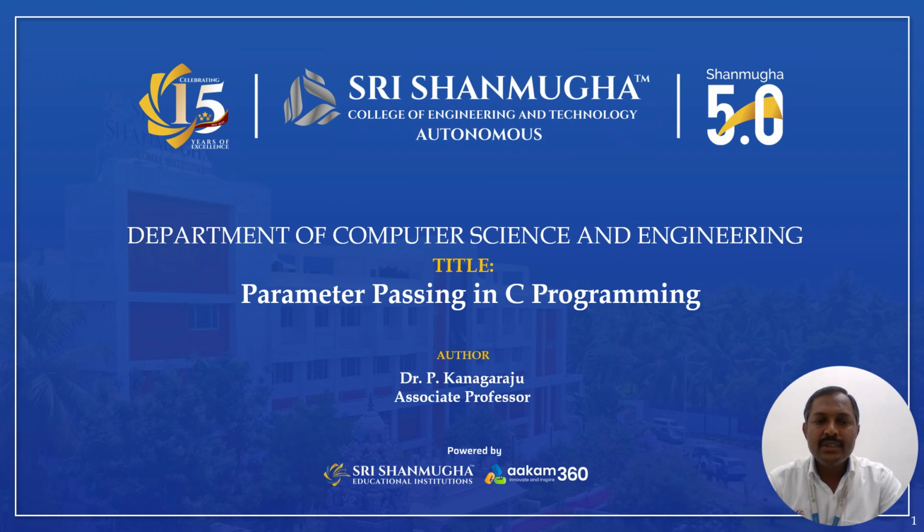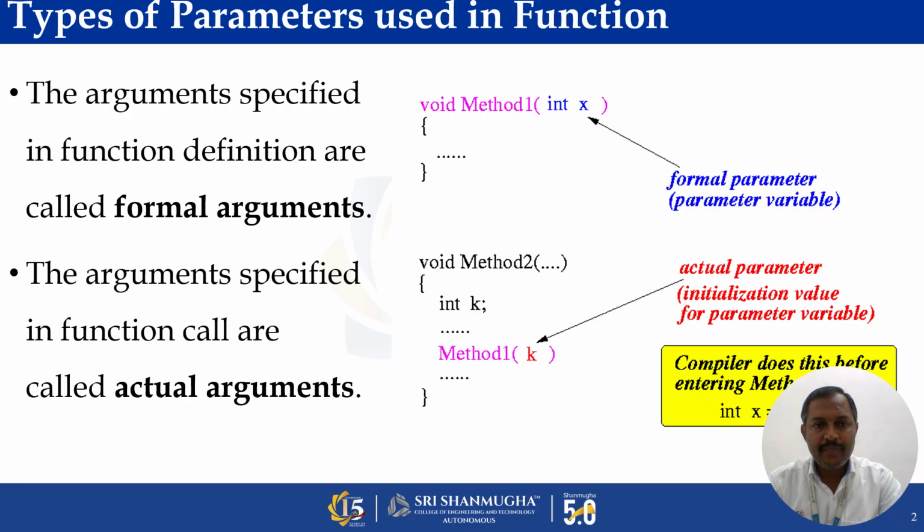Now we are going to discuss a concept called parameter passing in C programming. Before starting with this concept, we are going to discuss types of parameters used in a function. There are two types of parameters. One is called formal arguments, another one is called actual arguments.